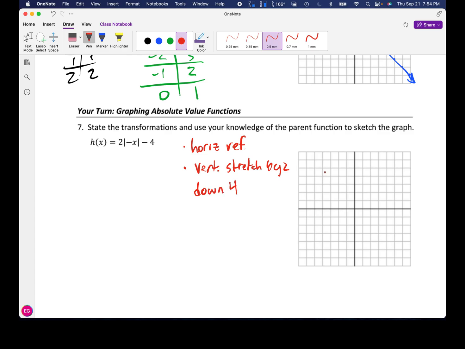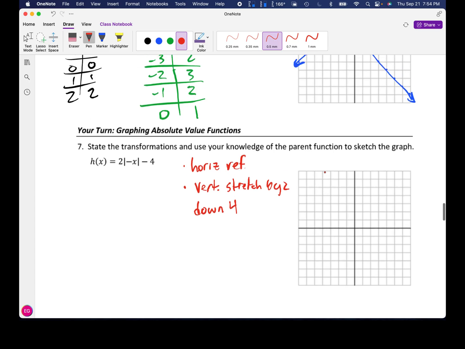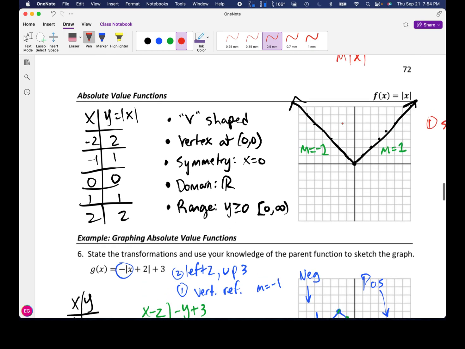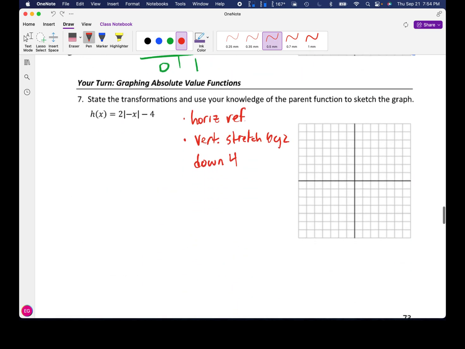So let's talk about the horizontal reflection real quick. My graph is perfectly symmetrical to the line x equals 0. So if I have a horizontal reflection, it's not going to change. It's going to look exactly the same. So I can actually ignore that, and it's not going to do anything.